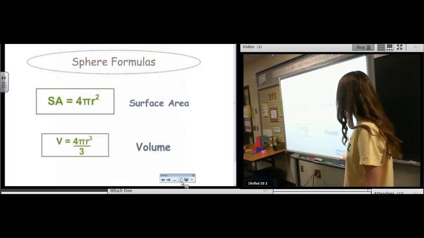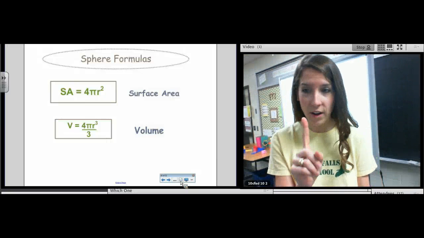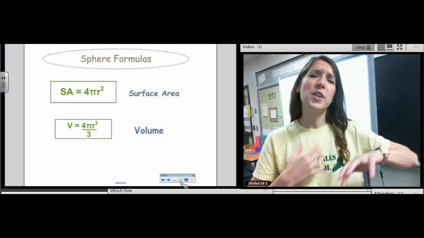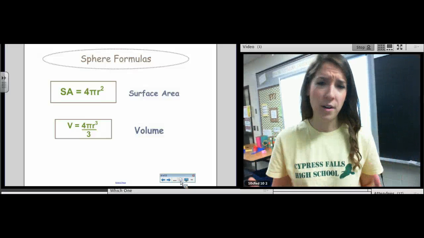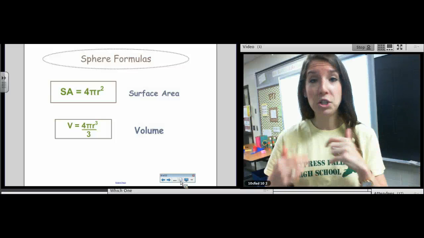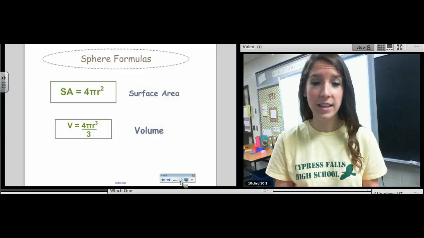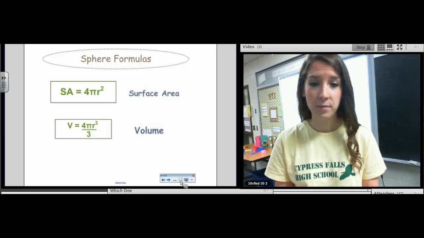The other thing I love about spheres is that they only have one variable. There's no height, there's no slant height, there's no perimeter of the base. Oh my goodness, all there is is R. So once you've found R, you're done. You just plug it straight into your formulas. And that's why spheres are so awesome.